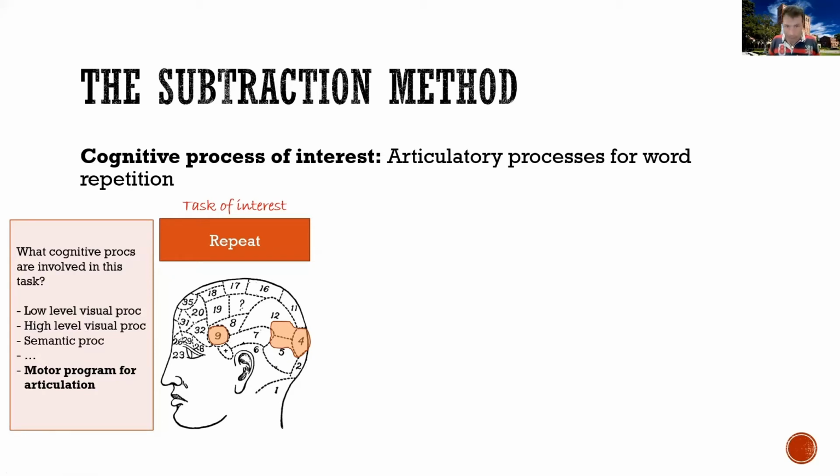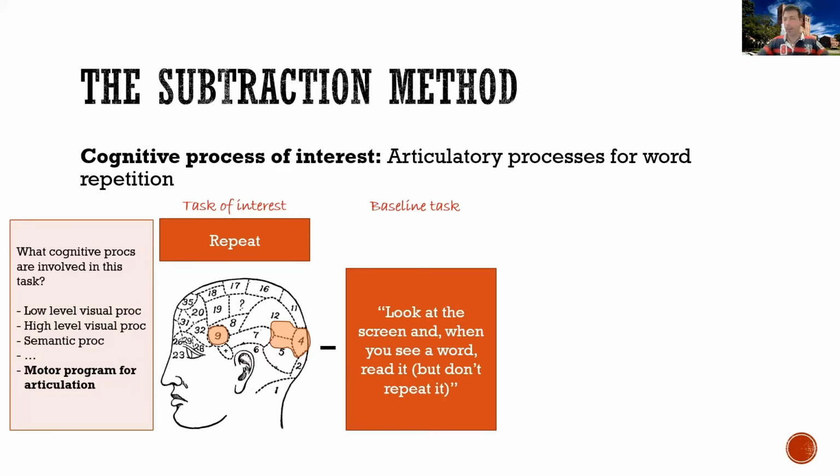Now, in order to do that, we use the subtraction method. Specifically, we'll come up with what I'll refer to as a baseline task or a control task, which ideally includes in it all the same processes as those that are needed to repeat, except for repeating. So I need to create a task that has low-level visual processes, that has high-level visual processes, that has semantic processes, et cetera, except it does not have repetition.